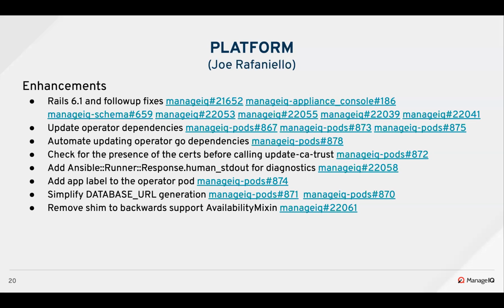Jason also added a diagnostic for embedded Ansible to convert the very human unfriendly JSON standard out into a human readable format. Brandon added a default deny network policy to the operator pod. Jason also set extensible defaults for the database URL and the container env script. And he also optimized it to do the slow URL escaping only once instead of twice. Finally, Keenan removed a no longer used availability mixin shim that was used for backward compatibility while we were migrating to the supports feature mixin. Next slide.